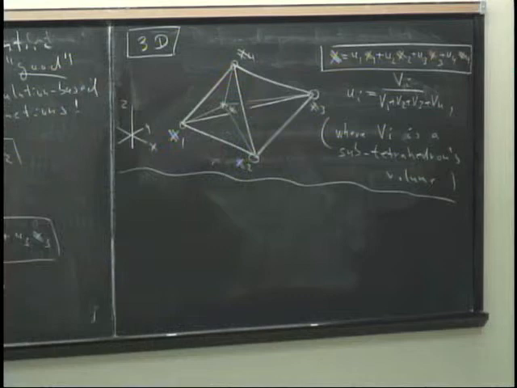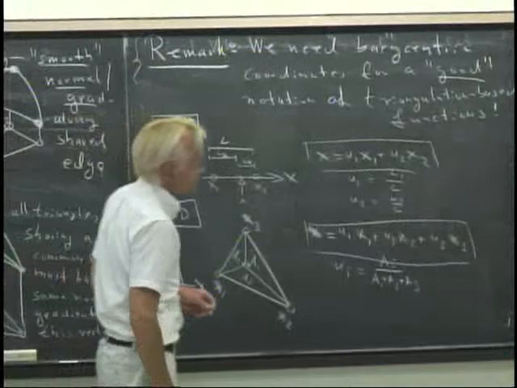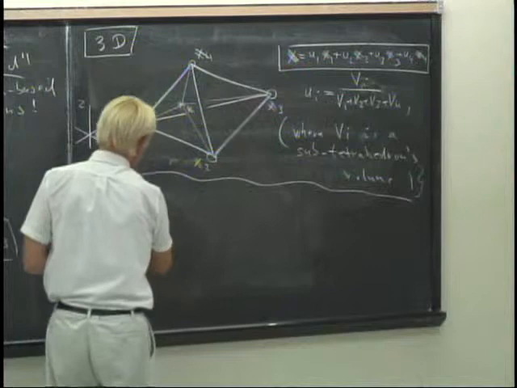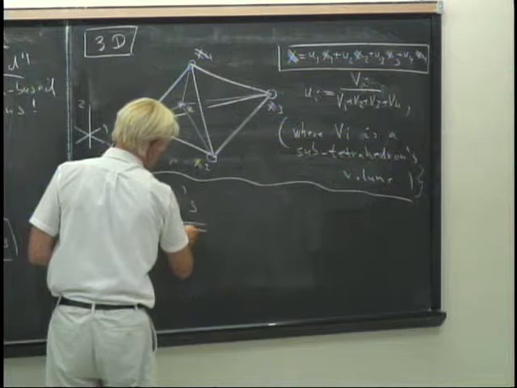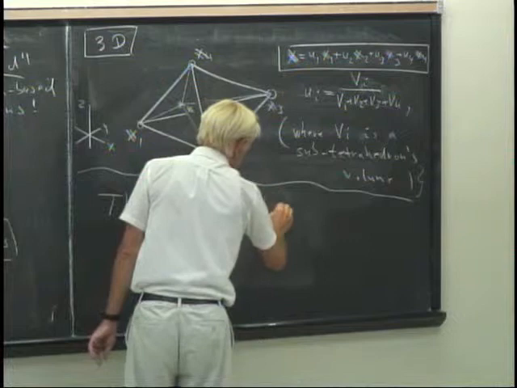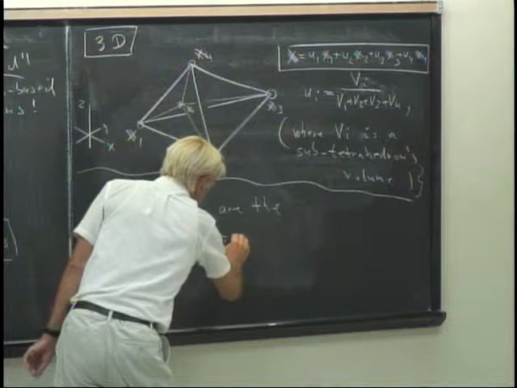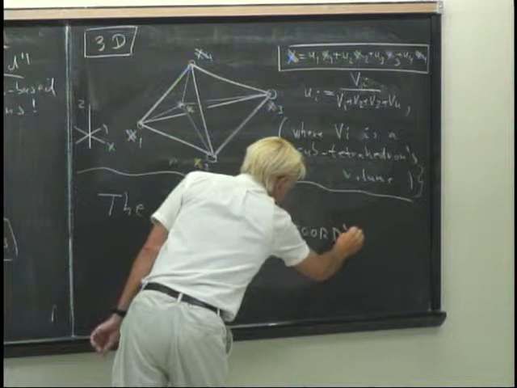So this is just this switch to barycentric coordinates. So the Uis are the barycentric coordinates of a point X.